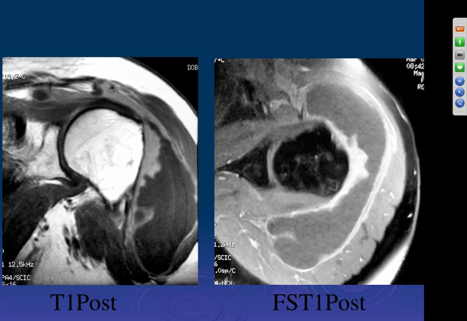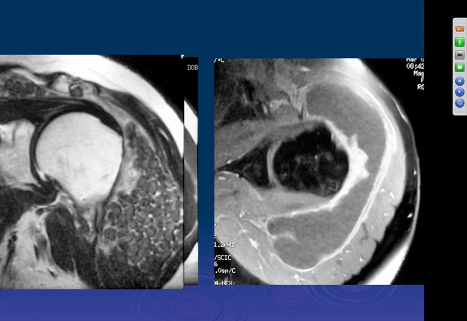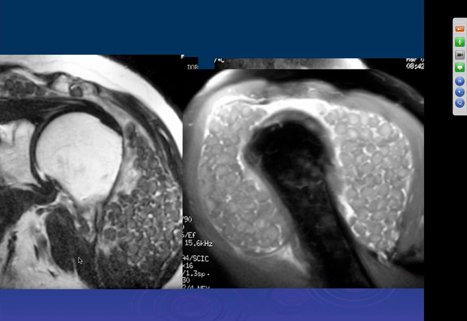So we have T1 post fat sat images of the shoulder. This looks like fluid outside of the joint in the bursa, I think in the subacromial subdeltoid bursa. So this looks like bursitis. On the T2 there are low signal intensity loose bodies within it. So this looks like secondary synovial osteochondromatosis as well.